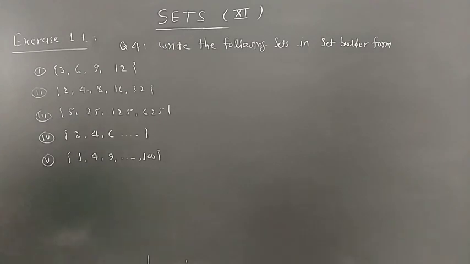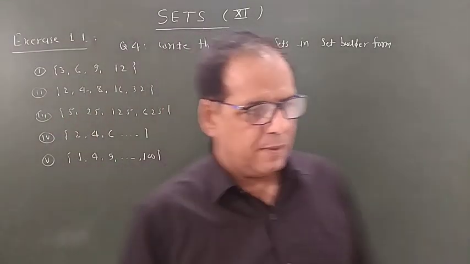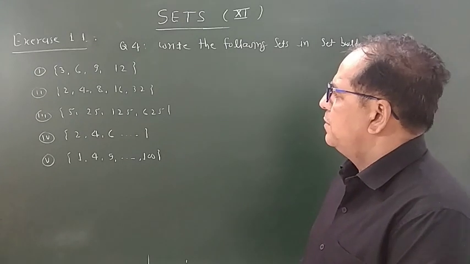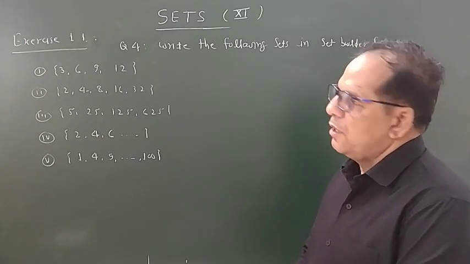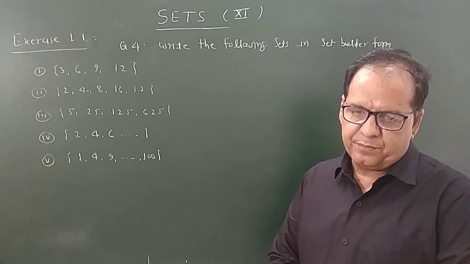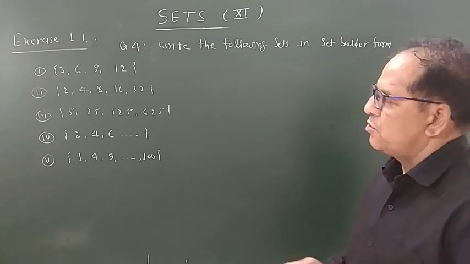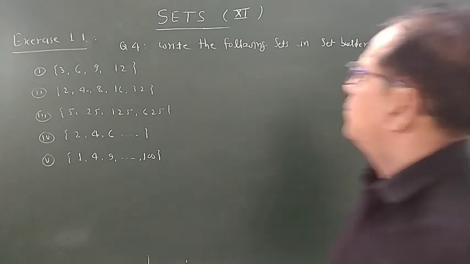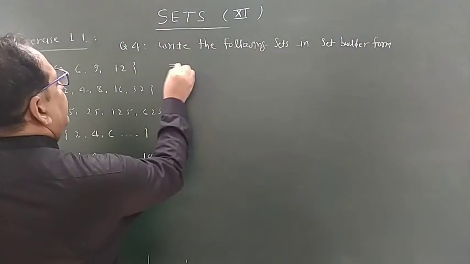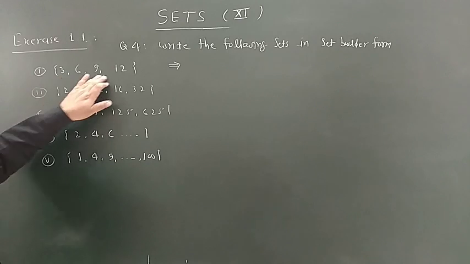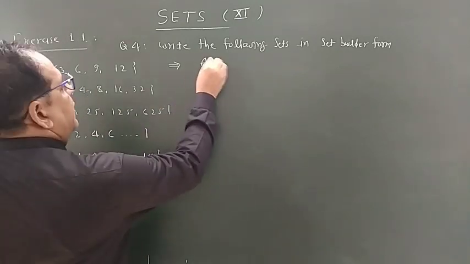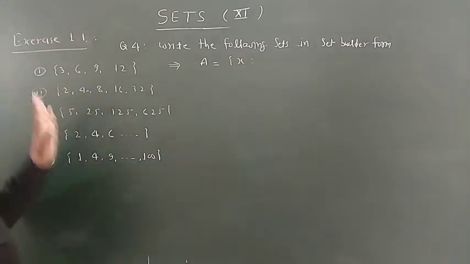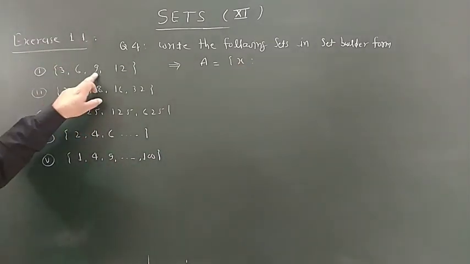Now I am taking one more question. In this question, we want to convert the given roster form into set builder form. The question is given in the roster or tabular form and we want to convert it into the set builder form. The first question is 3, 6, 9, 12. So how can we represent it in set builder form? The way of writing is A equal to x, where x is 3, 6, 9, 12.